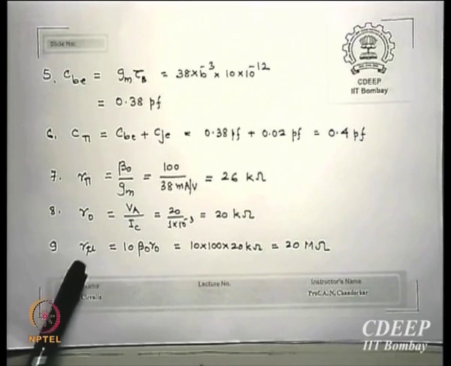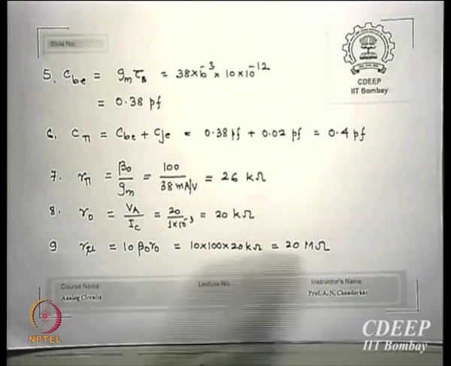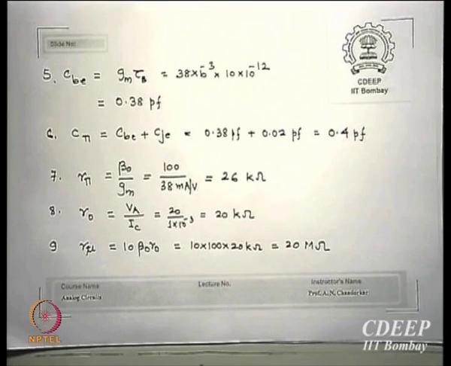We can calculate R mu, which is typically 10 times beta 0 R 0, which is 20 mega ohms. So, you can see this value can always be neglected as far as shunting across C mu is concerned. But if you keep it and solve, nothing goes wrong, numerically that value will take care of itself. Is that correct? Ideally you need not neglect terms, but as an engineer you must remember which terms should be used and which ones should not be used.